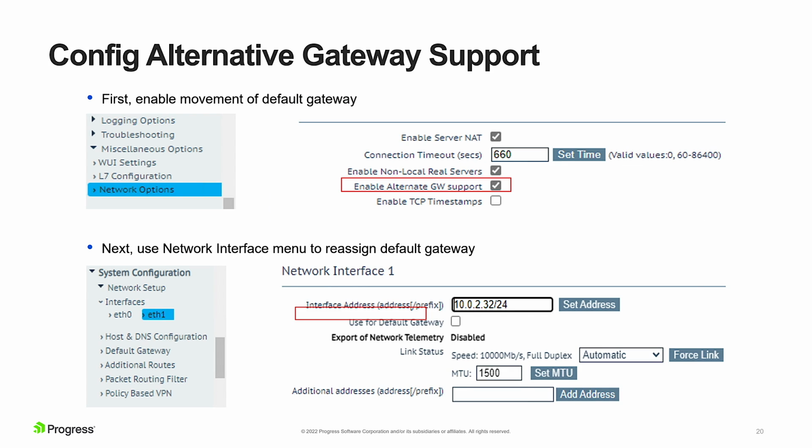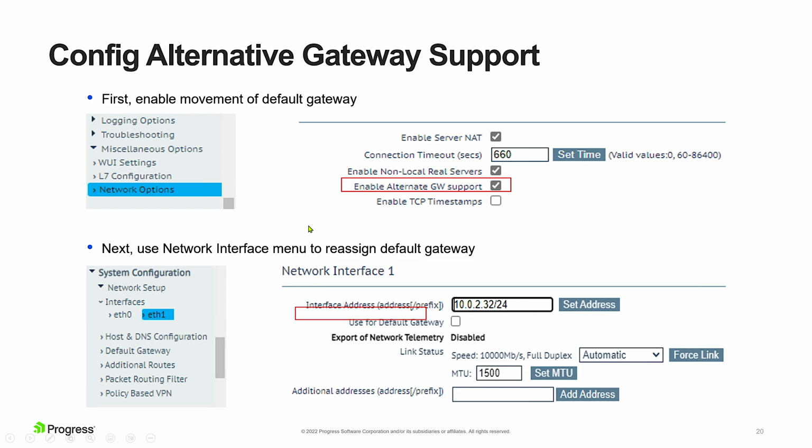To configure alternate gateway support, you have to first tell the appliance you want to be able to move the default gateway, and then you need to move the default gateway. To tell the LoadMaster you want to be able to move it, you need to go to System Administration, Miscellaneous Options. There'll be a Network Options setting that allows you to enable alternate gateway support. So you just check that box and you can enable alternate gateway support.